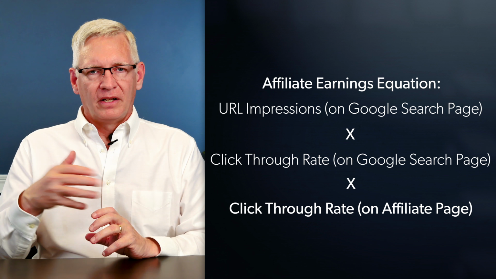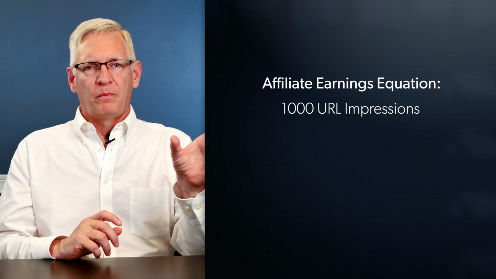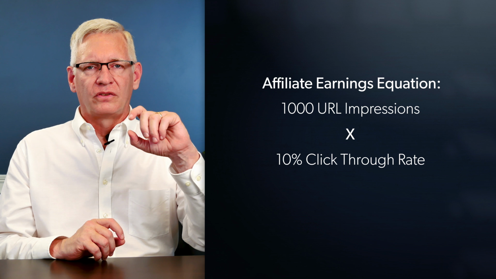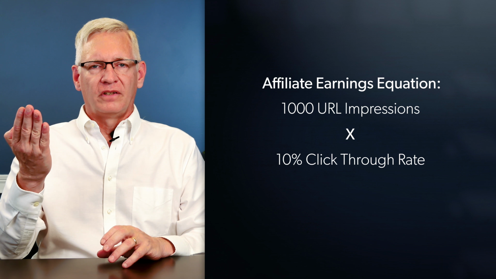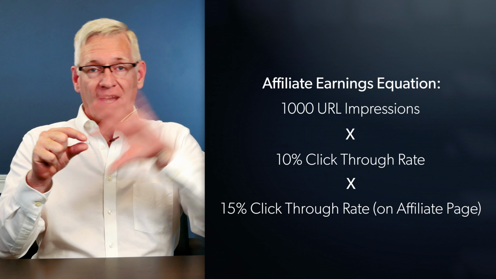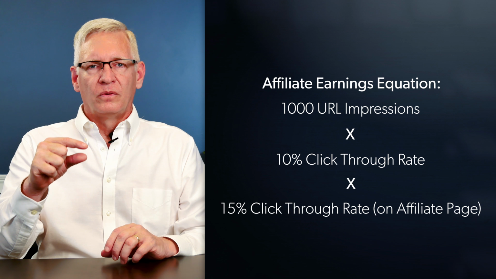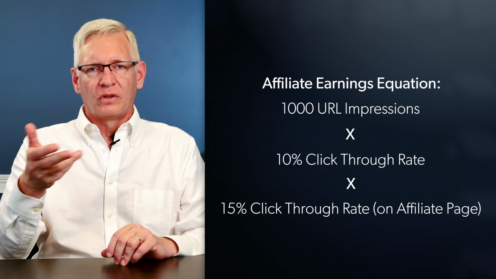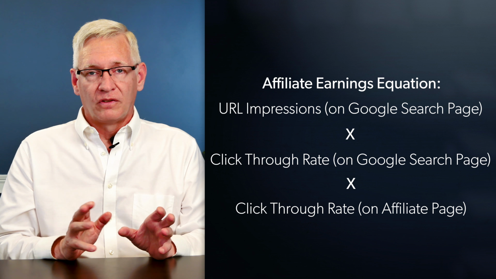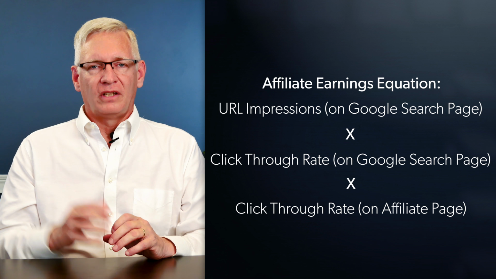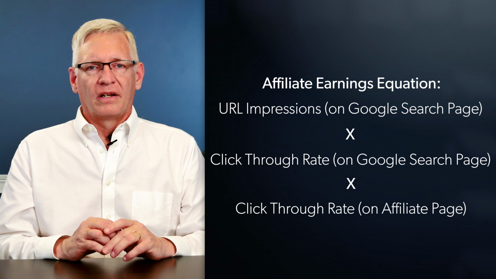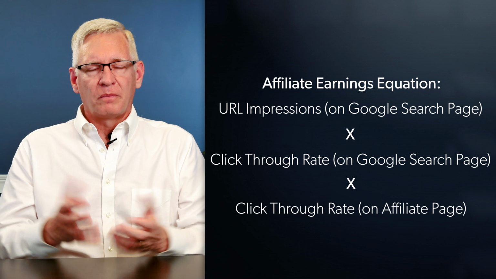Are you keeping this in your mind? So 1,000 impressions times, let's say, 10% of the people clicking on your site in the Google search engine, and then they get to your affiliate page, and maybe another 15% click through to a cordless drill you're recommending on Amazon, for example. Those are the first three components of the equation. If you're watching in video mode, you'll see this on the screen. Otherwise, you'll need to look at the show notes to see how this math plays out.